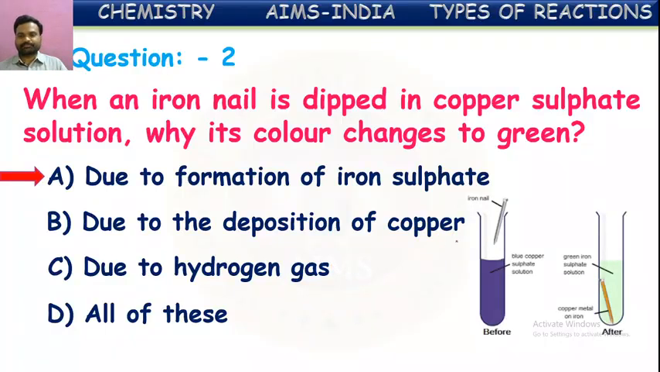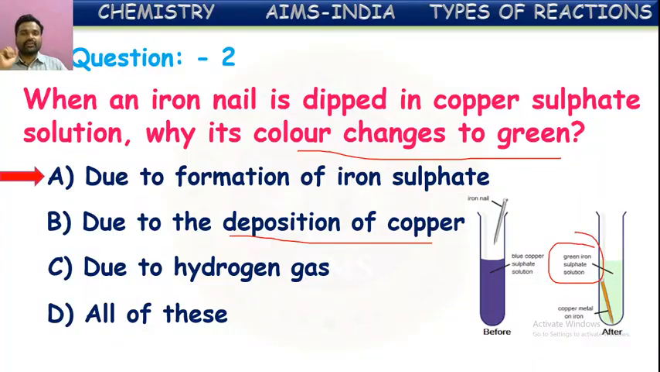So we can see like this. Initially, before the reaction, copper sulfate is in blue color. When you dip this iron nail into it, the iron in the nail reacts with copper sulfate and turns into iron sulfate. The copper that is formed forms a deposit on this iron nail. So deposition of copper also occurs, but the question is why the color changes to green. The solution color is changing to green because of the formation of green colored iron sulfate solution. So the correct answer is A. Next question.